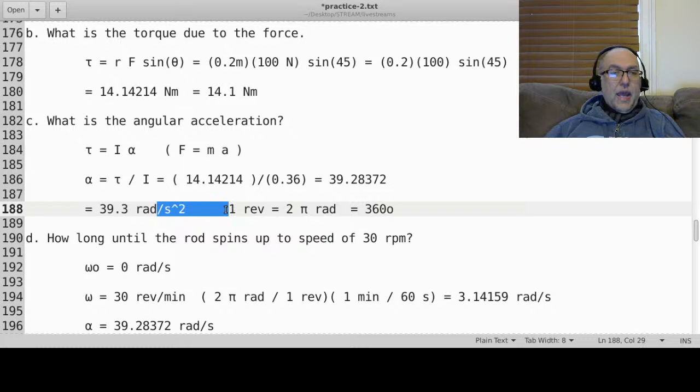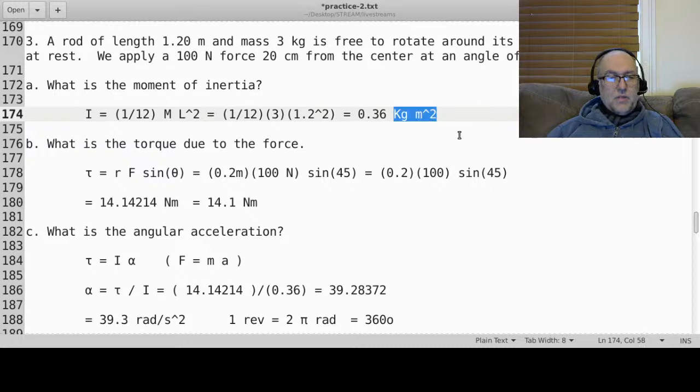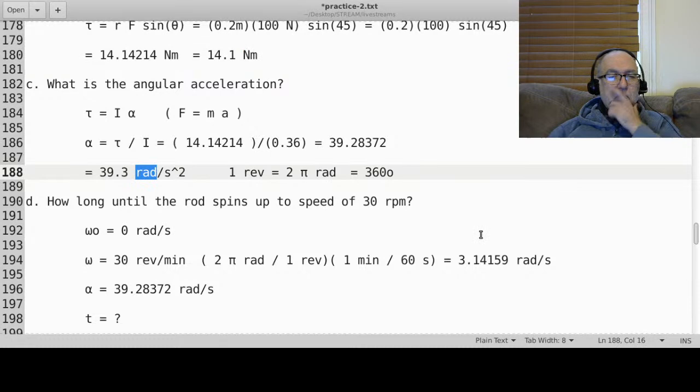And you might look at this and go, okay, well, the units of I are kilogram meter squared and the units of tau are newton meters. And where did this radians come from? Well, the truth of the matter is radians are dimensionless. They're not really a unit, okay? And that might seem confusing. You say, well, why even write it in there?